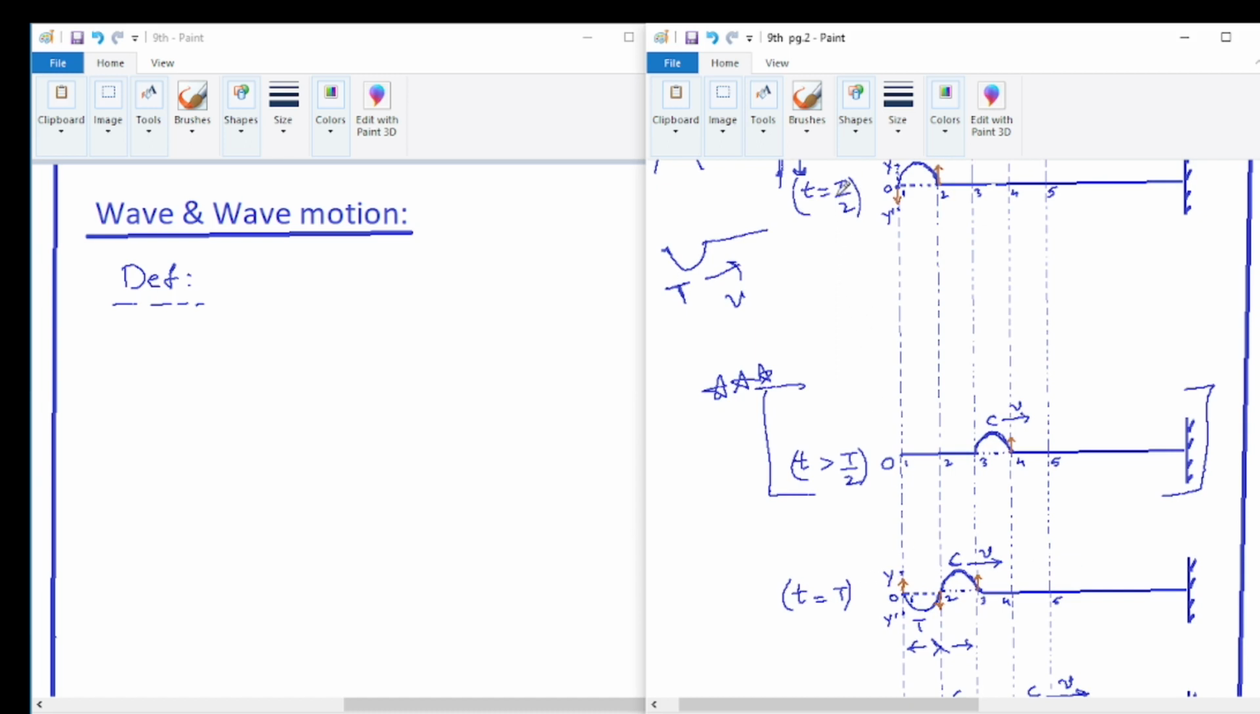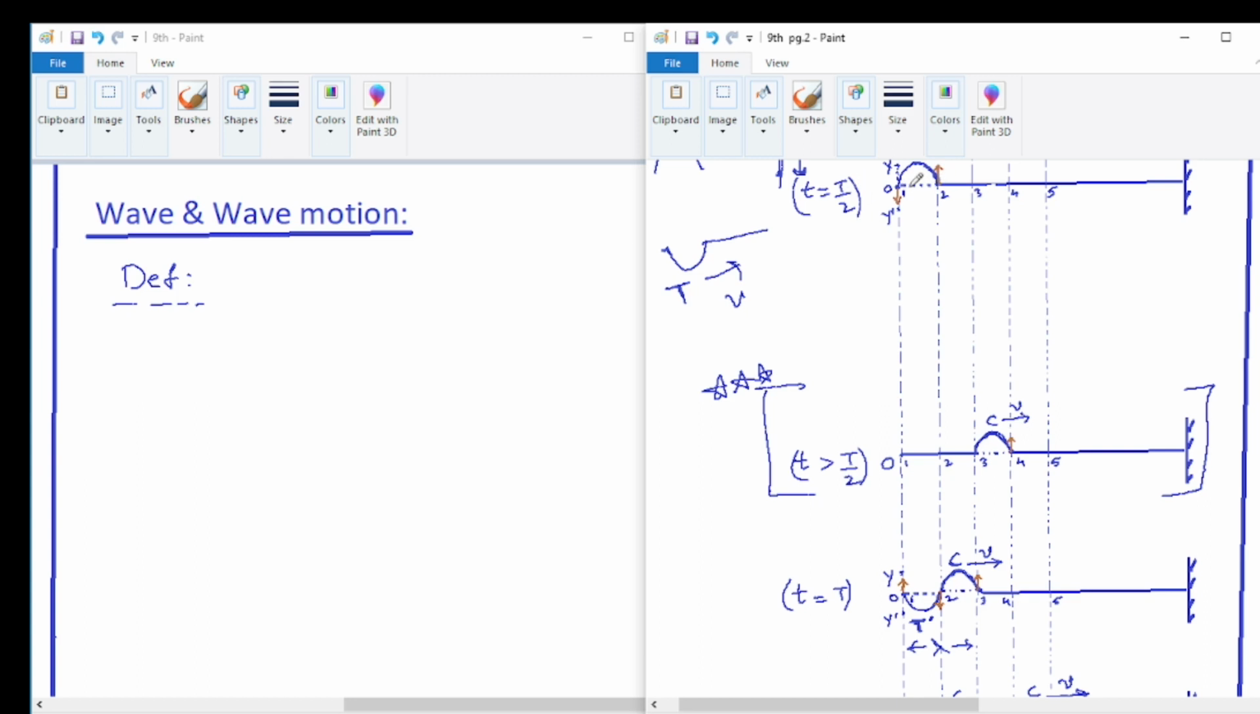Time period is very important. The symbol is T, and for the trough also the same symbol is used. So to avoid confusion, I will just call the trough T dash. So the trough will be getting formed, but by that time the crest which got formed was present only in the first half of the time period. In the next half of the time period, this crest will not be remaining there. It will be going whatever distance it traveled from here to here, because it's traveling with a fixed velocity.